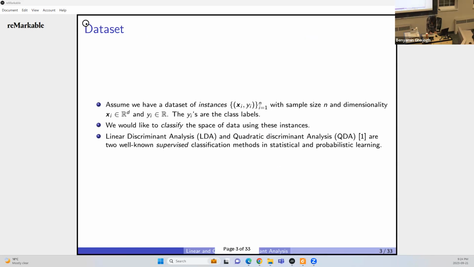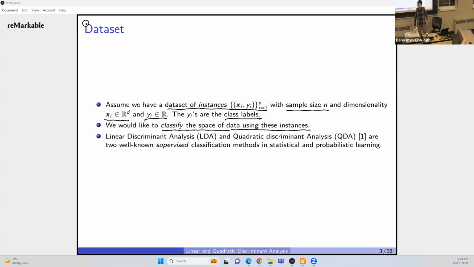Assume we have a data set of instances x1 to xn and their labels y1 to yn. Here the labels are scalar and they are discrete, so it's classification. Class 1, class 2, class 3, right? With sample size n, the number of points is n. Here, I mean training data sets, okay, n. And dimensionality d. So the data points are d-dimensional, but the labels are scalar, which are class labels. We want to classify the space of data using these instances.